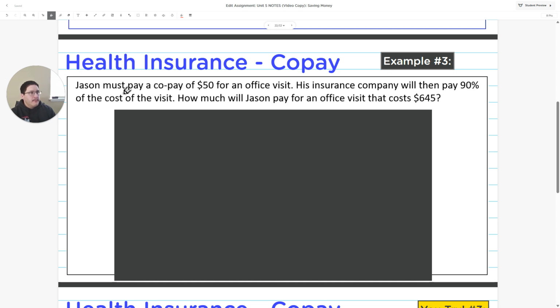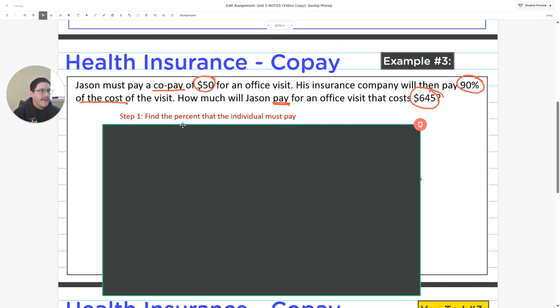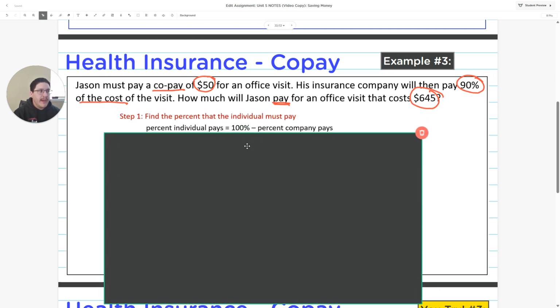So Jason must pay a copay of $50 for an office visit. His insurance company will pay 90% of the cost of the visit. How much will Jason pay for the office visit that costs $645? So first off, what is Jason responsible for? Step one, find the percent that the individual must pay.